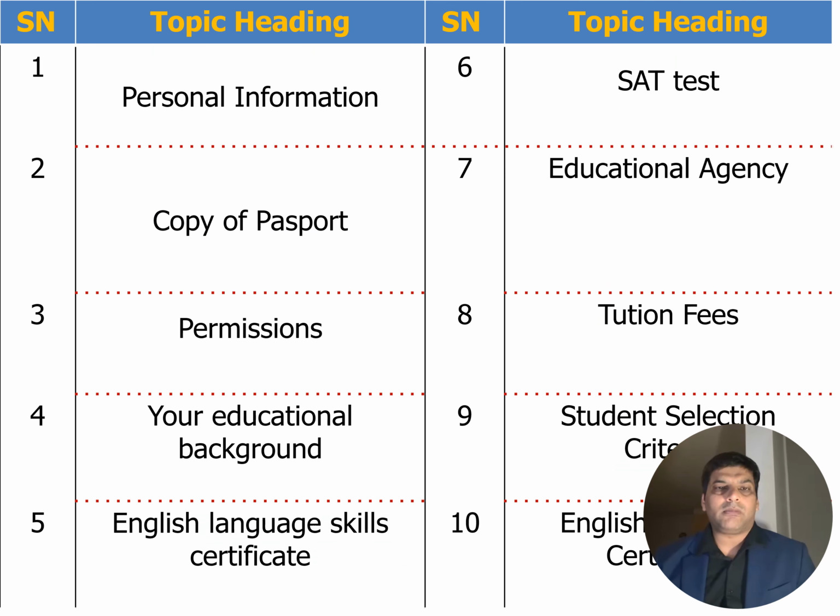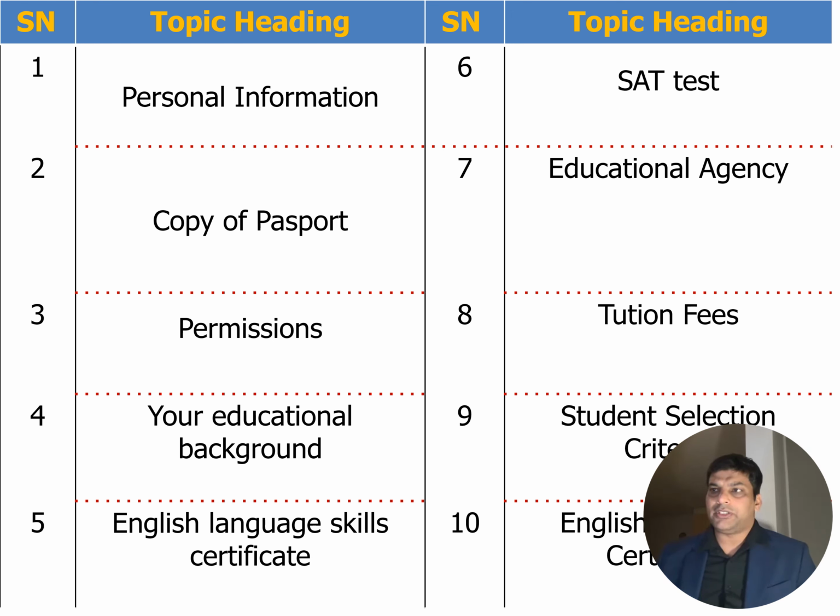The application form consists of different sections. So I just divided these sections into different tables. In this video, we will cover each section separately, and I divided them into 10 tables. The first table is about personal information. The second is the copy of the passport.